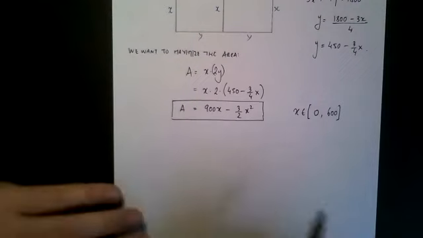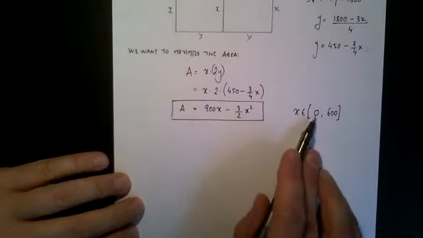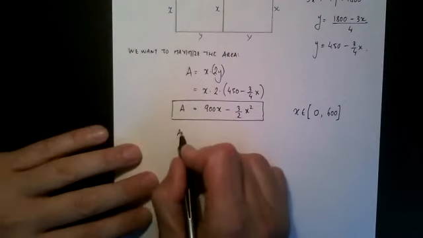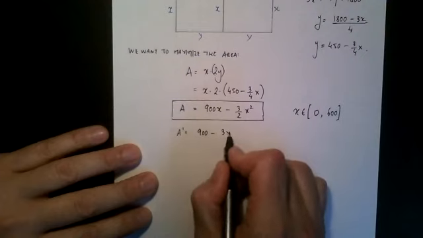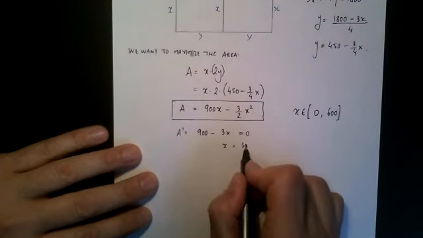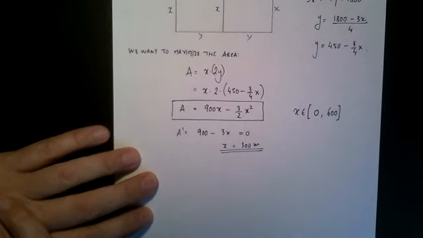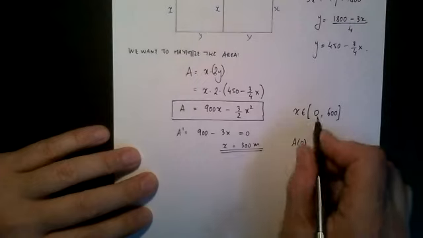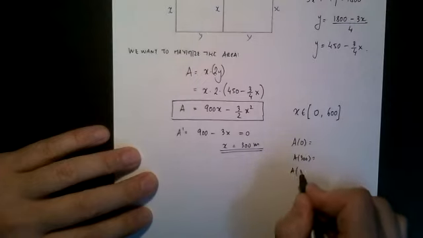Okay. So what do I do now? Again, I do the derivative and then check at the endpoints and at my critical number. So A prime equals 900 minus 3x, and this has to be 0. If you solve this, you get x equal to 300 meters. That's what you got, right? Then we're going to do A of 0, A of 300, and then A of 600.